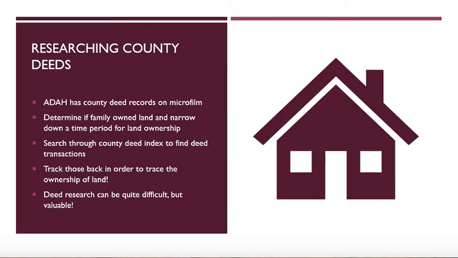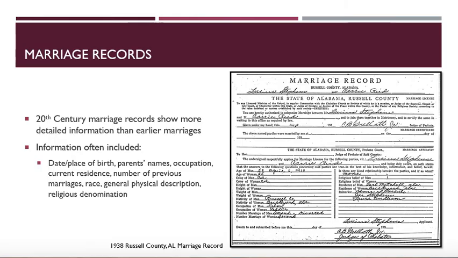Researching county deeds. If one is interested in tracing family land, it is important to first determine when a family may have purchased it. This can be started by verifying on the census if land was rented or owned. Next, the deed would need to be located. The Alabama Department of Archives and History has deed records on microfilm, and these can be used to locate transactions. Once you have located those transactions, you can then begin to trace the deed backwards or forwards.